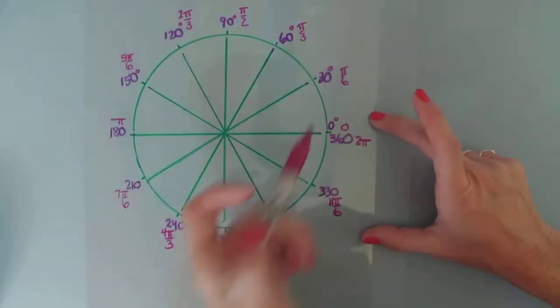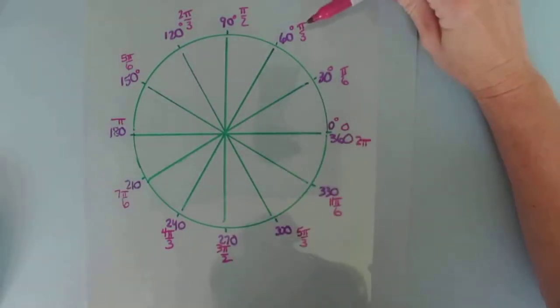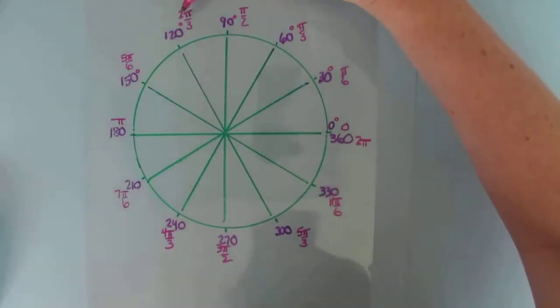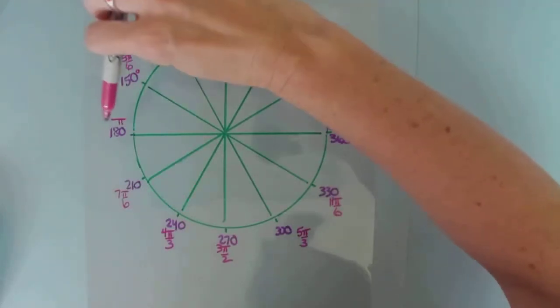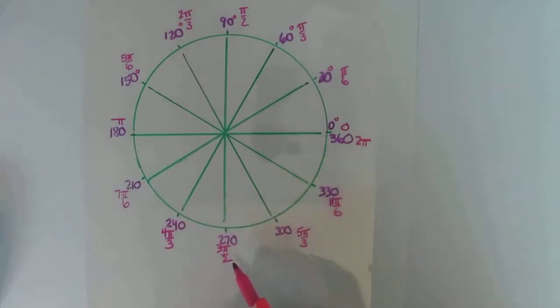And if you look at the pattern here, count by 6ths. Here we go. 1 pi over 6, 2 pi over 6. Here's 3 pi over 6, 4 pi over 6, 5 pi over 6, 6 pi over 6, 7 pi over 6, 8 pi over 6, 9 pi over 6, 10 pi over 6, 11 pi over 6, 12 pi over 6.